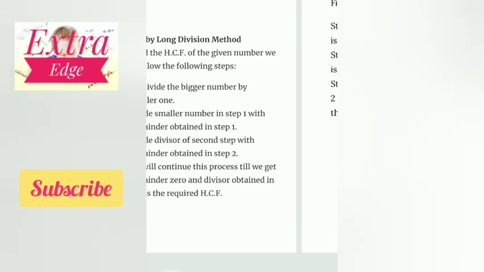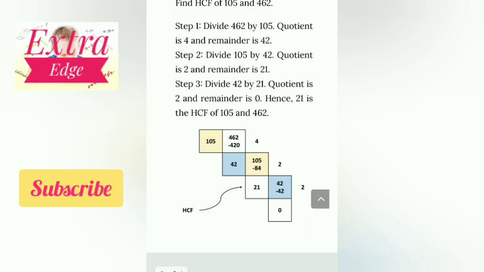Now let's take an example. We shall try to find the HCF of 105 and 462. Among these two, the bigger one is 462, so we shall divide 462 by 105. In the first step, we got the remainder 42, and our first divisor was 105. So we'll divide 105 by 42. That means 2 times is 84, so the remainder will be 21.